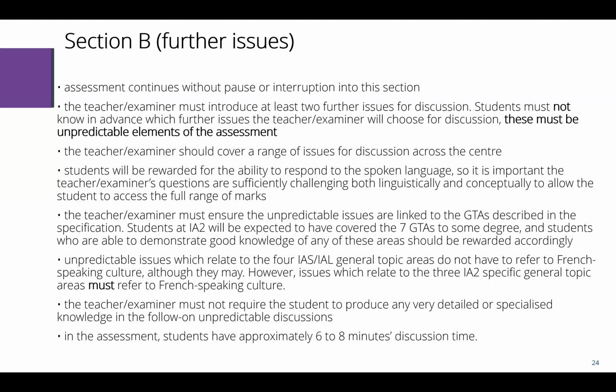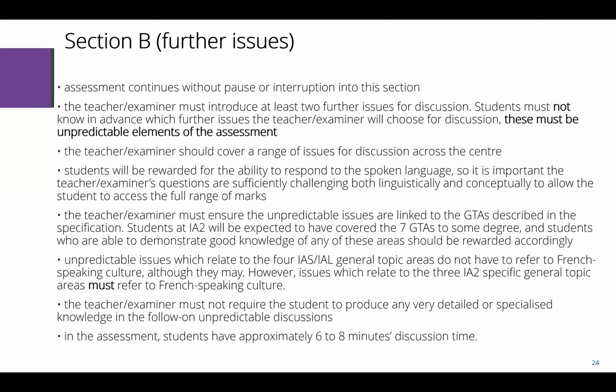It has to be that way in order to be fair. So you're going to choose at least 2 further issues. It depends on the strength of the candidate. If you're a strong candidate, 2 issues is fine. If you've got a weaker candidate, it could be more. And you can see that you, as the teacher examiner, are choosing those issues for the student, and they should be unpredictable. So the student shouldn't know at all which ones are coming up.